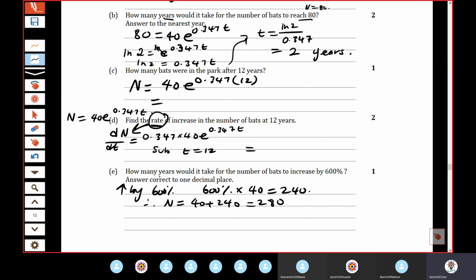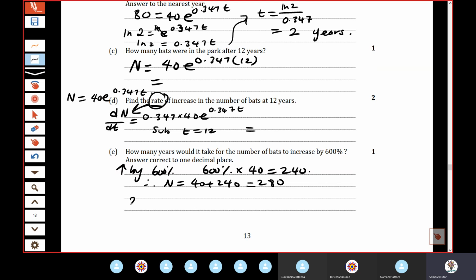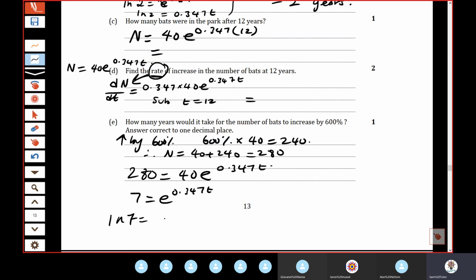And then again, you're finding t again. Same question as above. So 280 equals 40 e to the 0.347t. And then go ahead and start solving for time. Divide by 40, which is 7. Log both sides. Divide by 0.347.